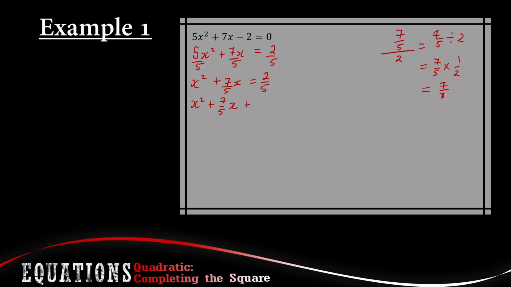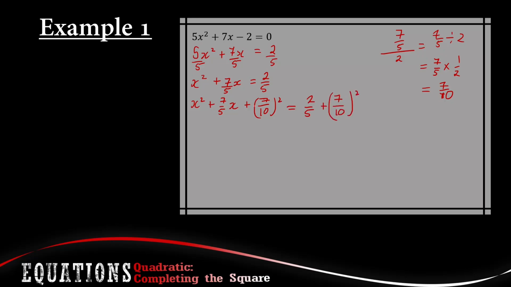In general, you don't have to go through all of the steps. You can use your calculator. But in general, if you divide a fraction by 2, the denominator just gets doubled. So I'm going to say 7 over 10 squared, and then I'm going to add it on the other side as well: plus 7 over 10 squared.